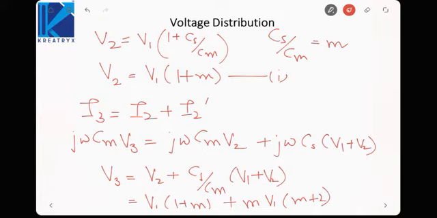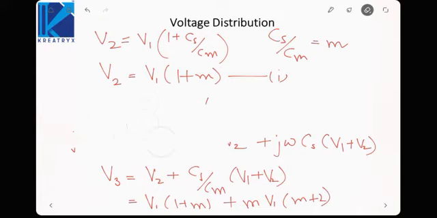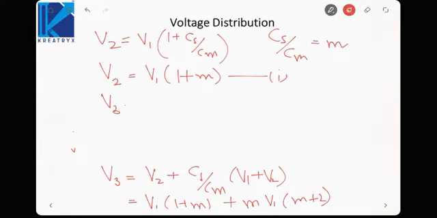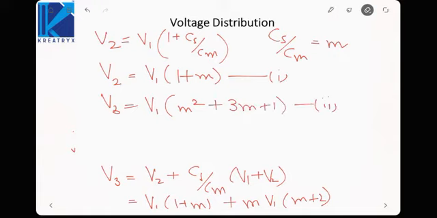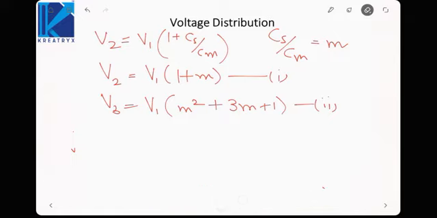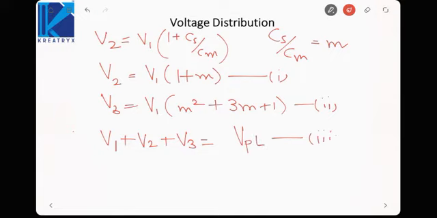Now if we simplify this, we will get V3 is equal to V1 into (M square plus 3M plus 1). So now we have expressed all the voltages in terms of V1. The sum of these voltages will be equal to the conductor voltage, that is V phase. This is my third equation.